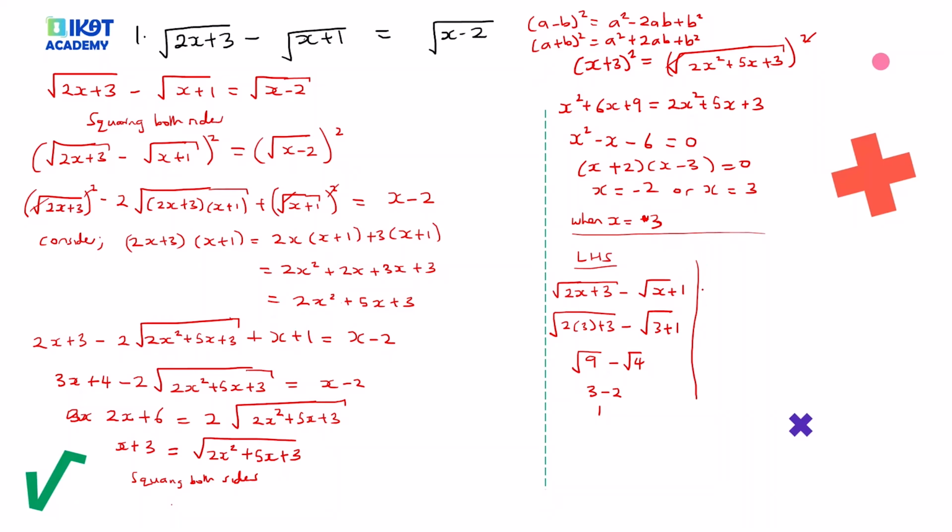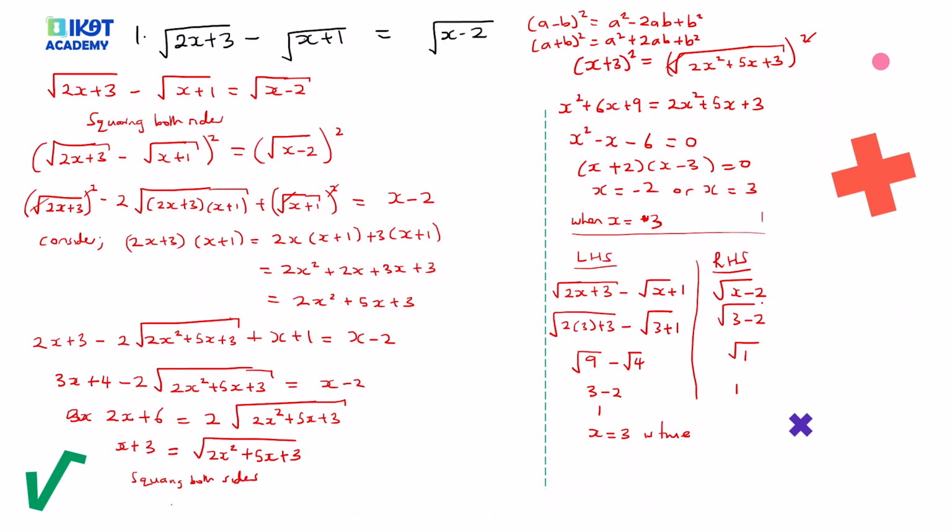Then I also do the right hand side. Right hand side I have x minus 2. What is x? This is 3 minus 2. So this is root of 1, which is 1. So you see left hand side is equal to right hand side. So x is equal to 3 is true.